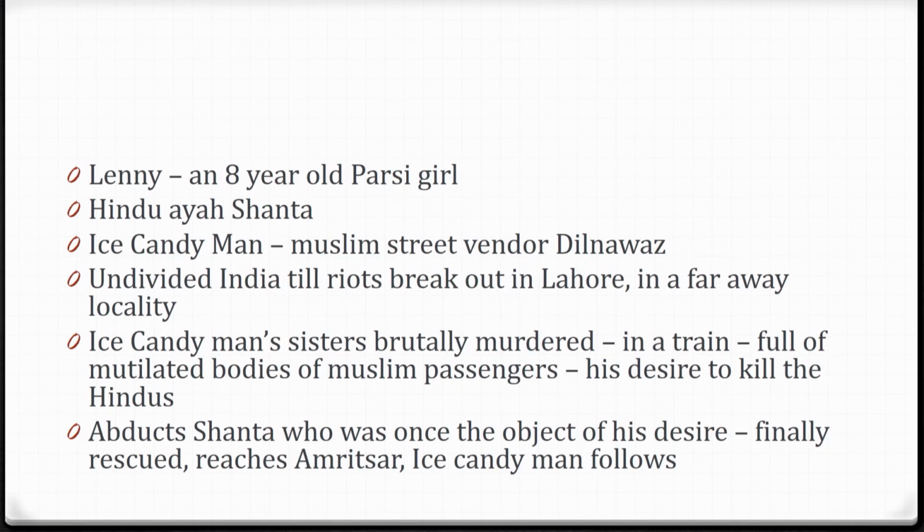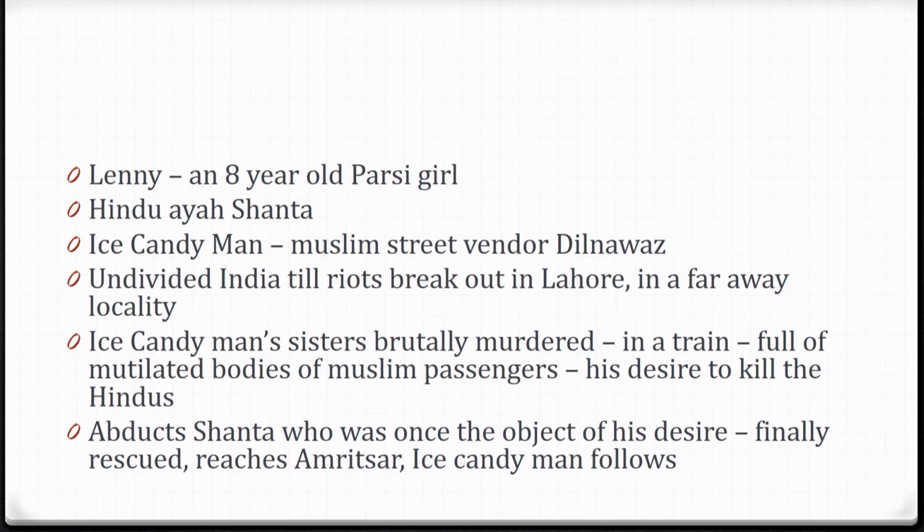And let me also introduce you to some of the major characters of this novel. There is Lenny, an 8-year-old Parsi girl who is also the narrator. She has a Hindu ayah, Shanta, and the ayah is also a central figure in the novel because most of the events are centered around her. There is the Ice Candy Man, who is a Muslim street vendor, Dilnawaz, and he also has an interest in the ayah Shanta. And things remain quite peaceful in undivided India until the riots break out in Lahore, in a faraway locality, not in the place where Lenny and Ayah and her friends are located, but nevertheless the repercussions of those begin to affect them as well.